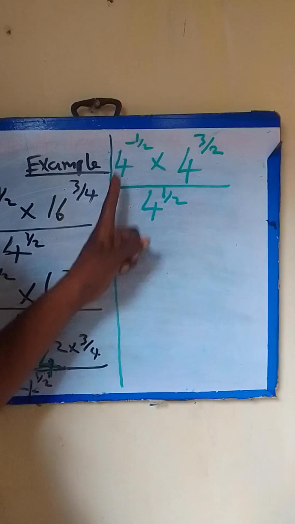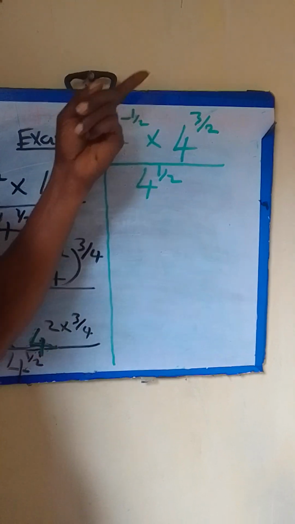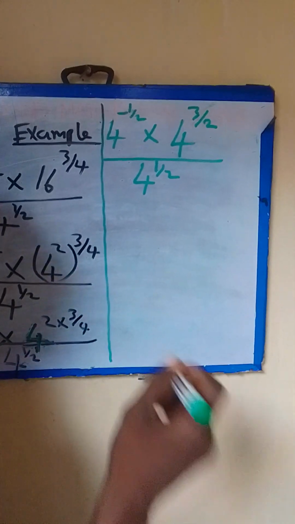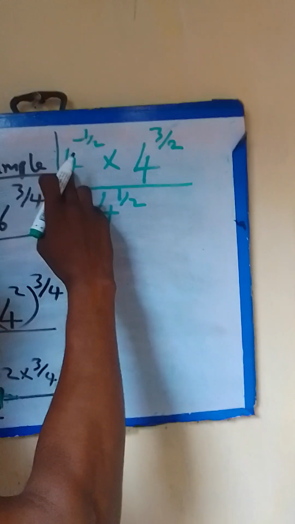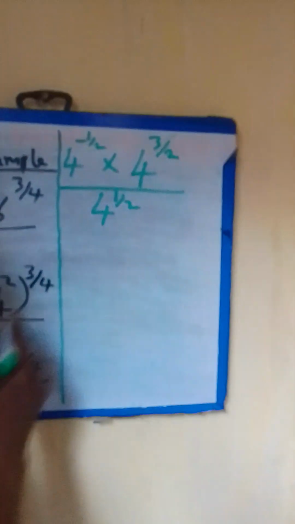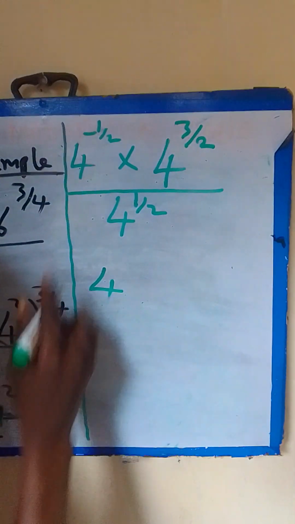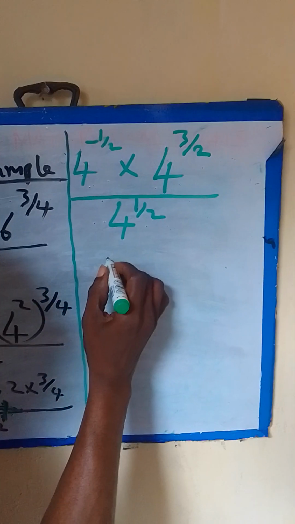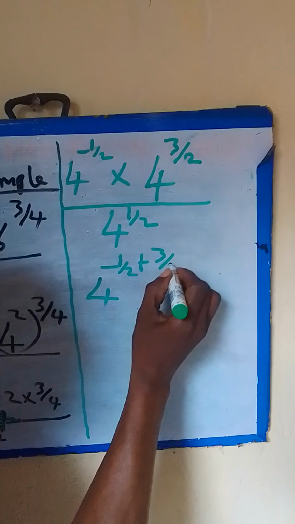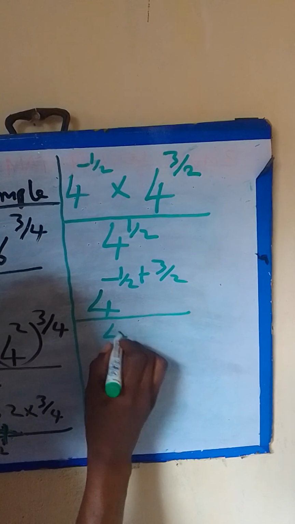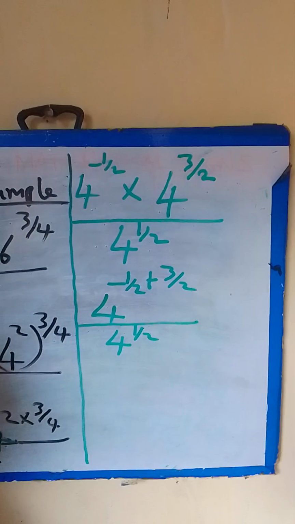Now from here, we will now apply the product rule in the numerator. That is, since they have the same base, you are multiplying indices with the same base. You apply product rule. By product rule, you take the base and add the powers. Now it becomes 4 raised to power minus half plus 3 all over 2, divided by 4 raised to power half. So we have added the powers.